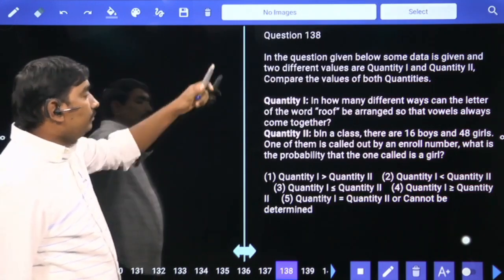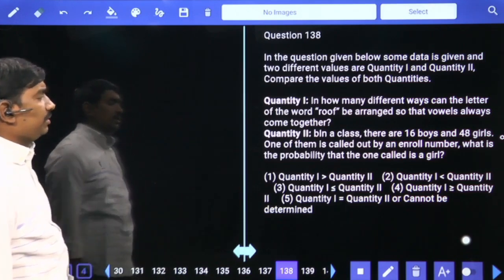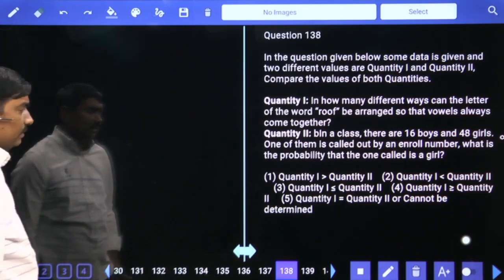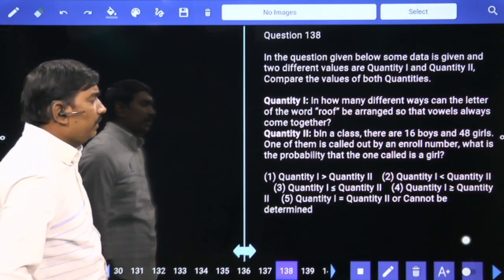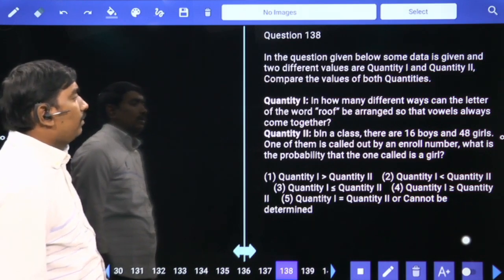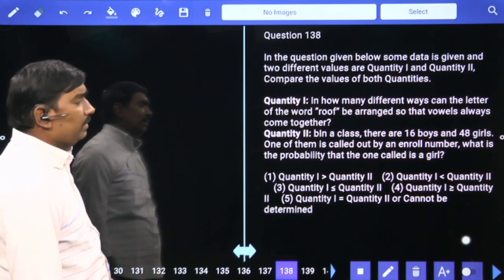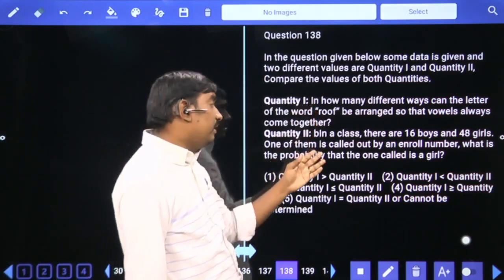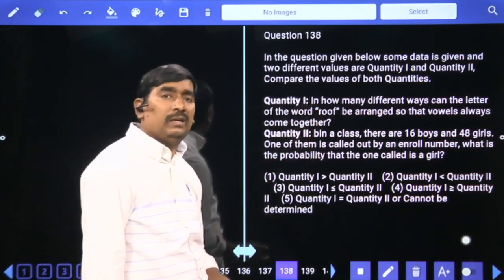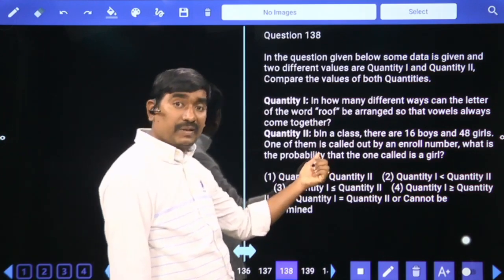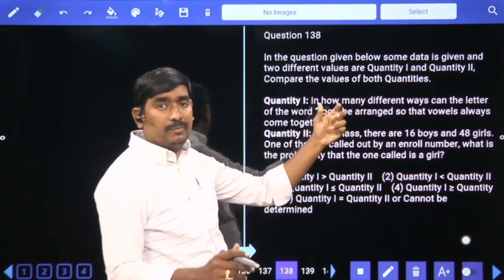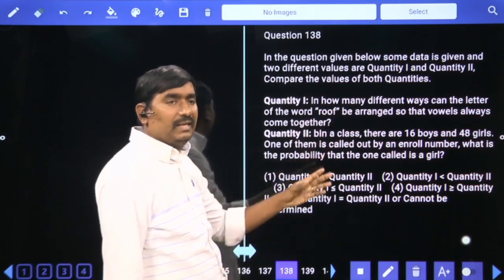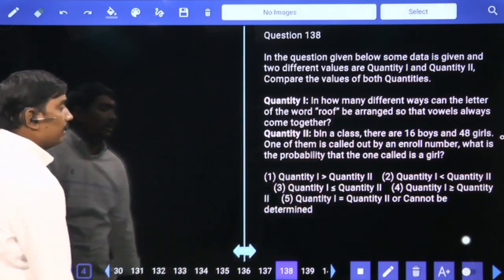Next. In a class there are 16 boys and 48 girls. One of them is called out by enrollment. What is the probability that the one called is a girl? So there is no need to solve it. The first question belongs to permutation. The second question belongs to probability. Probability answers are always in fractions. Permutation answers are more than one. So 1 greater than 2 is your answer.